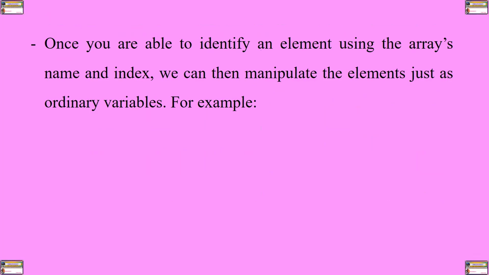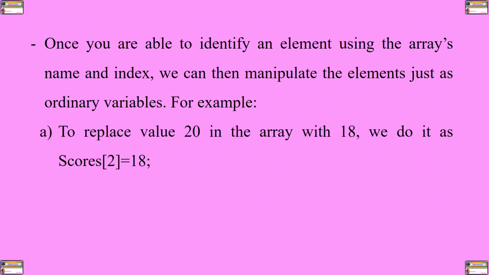Once you are able to identify an element using the array's name and index, we can then manipulate the elements just as if they were ordinary variables. For example, you can replace value 20 in the array with 18 by writing it as scores, then subscript 2 equals 18.